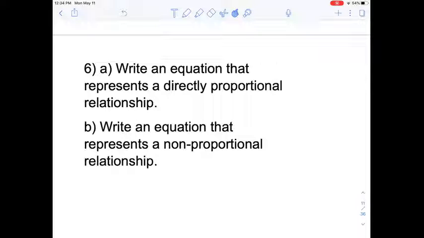Number 6 says write an equation that represents a directly proportional relationship. Well, we know that a proportional relationship is written as y equals kx, where k is the constant. So this could be y equals 15x. It could be y equals 6x.